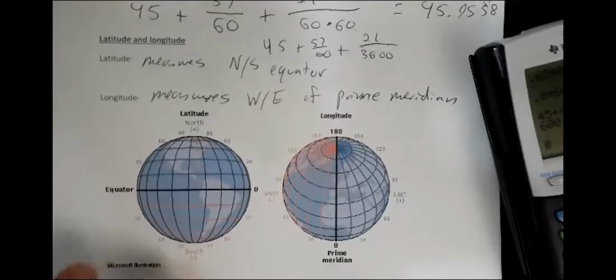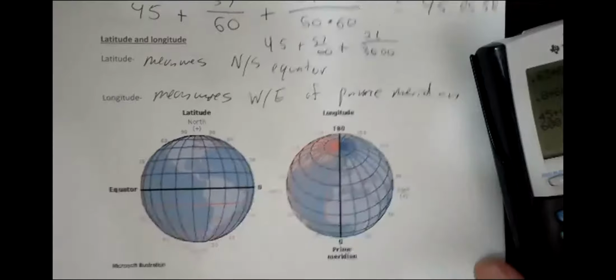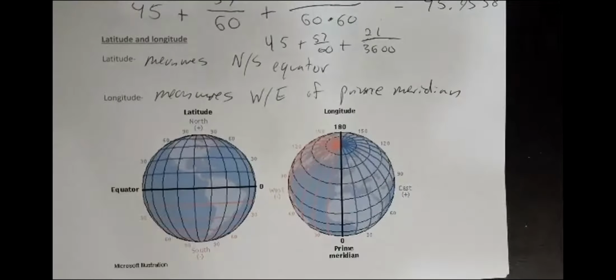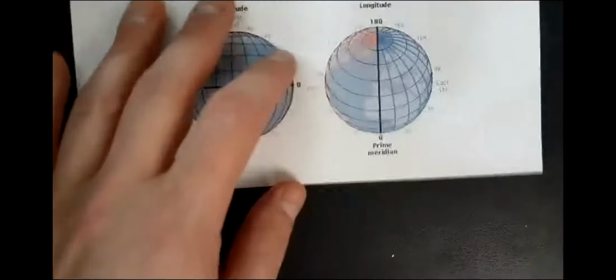Okay. So we have this sort of picture I stole from somewhere. Microsoft Illustration, apparently, somewhere. And we have a few questions on the next page that deal with this. So let's look at those questions, and maybe I can get everything on here at once.